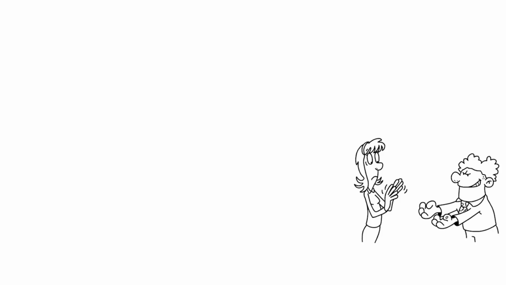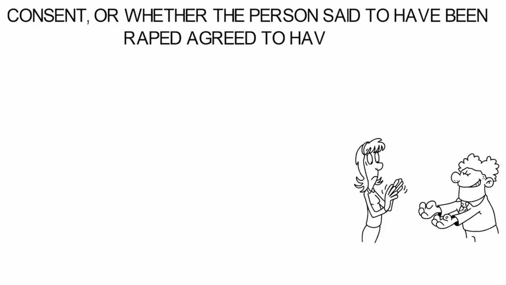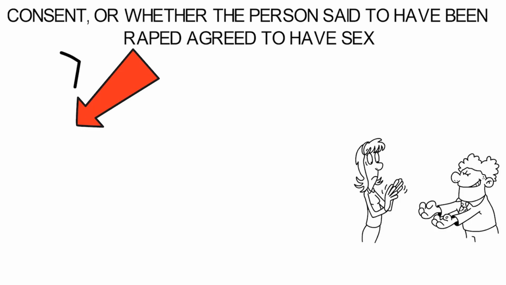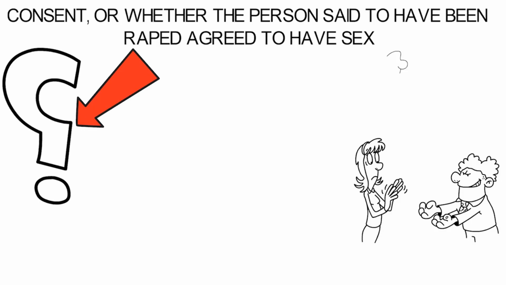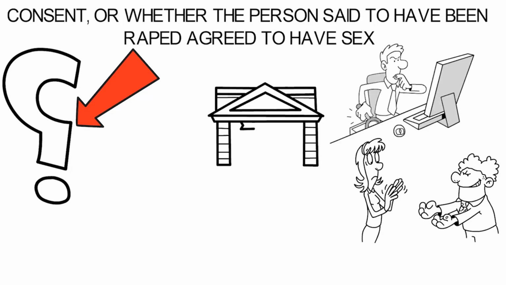Courtroom language. A rape trial is a microcosm of society's attitudes about sexual behavior and relationships between men and women. Consent, or whether the person said to have been raped agreed to have sex, is mostly a question of communication, and by extension, how language is used. By examining how people use language, you can figure out how power works in the courtroom.